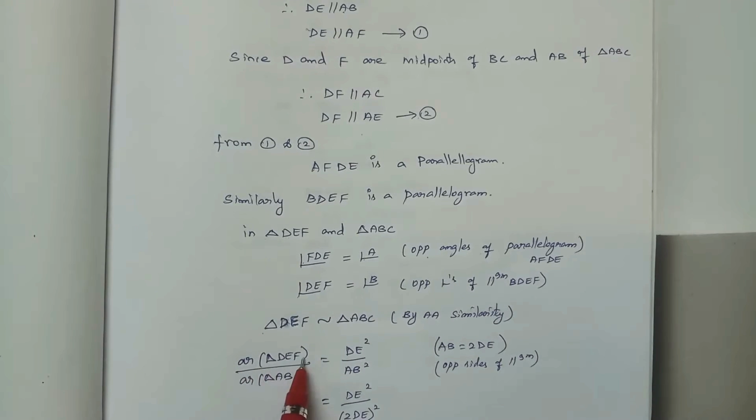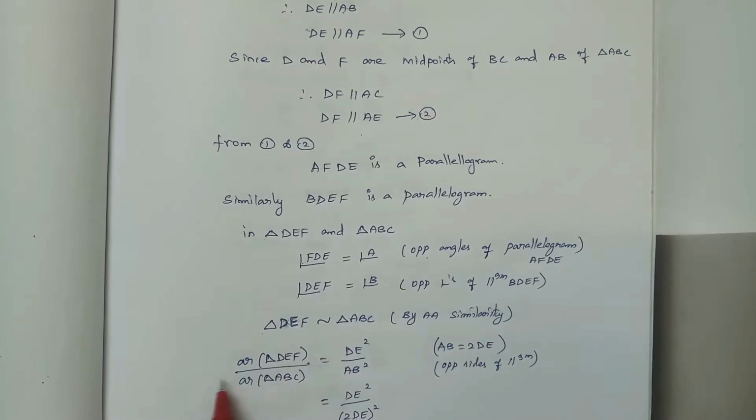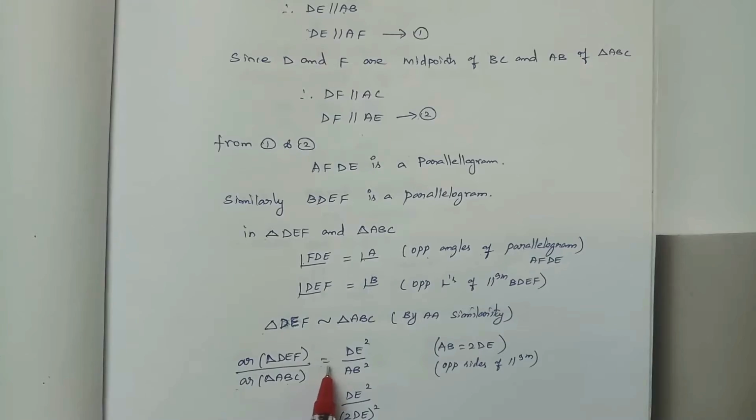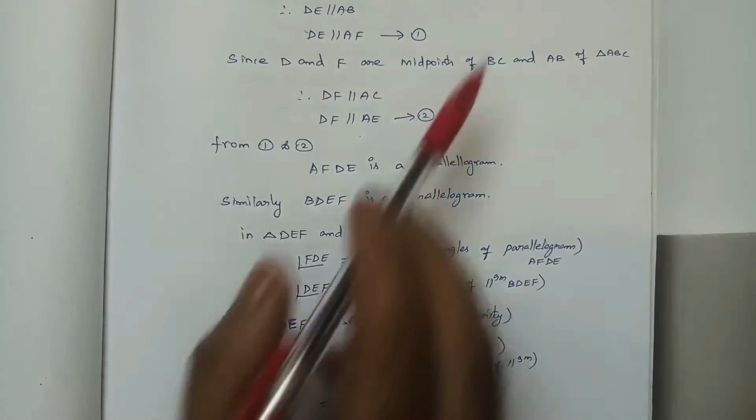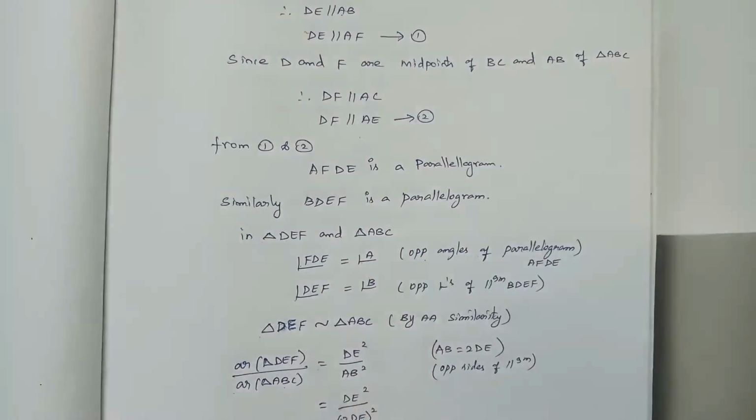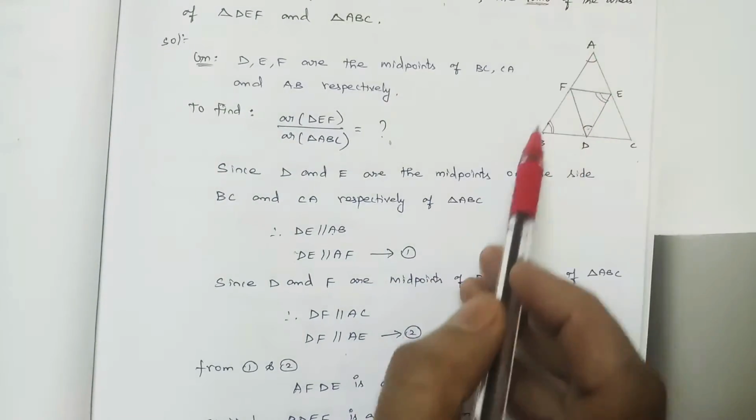So area of triangle DEF divided by area of triangle ABC is equal to, I'm just choosing only one side alone, right? DE and AB alone I'm just choosing, right? DE square divided by AB square.